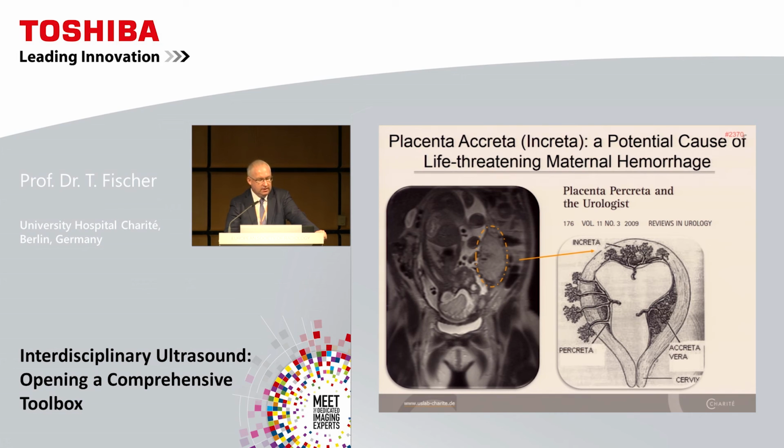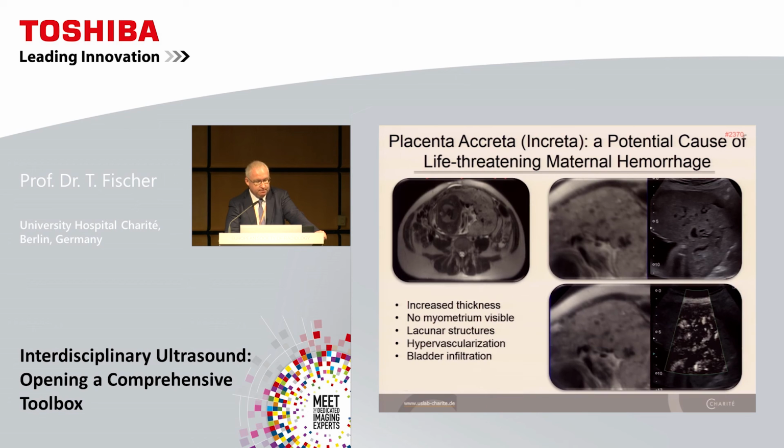Normally done by MR, like in that example, you see here the fetus, you see here the abnormal placenta structure, and we have to make a decision. Is this an increta, percreta, or accreta? Is the bladder involved, yes or no? Because this is really a risky case, or maybe a maternal hemorrhage could be very severe here in that example.